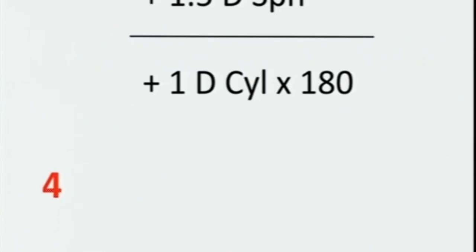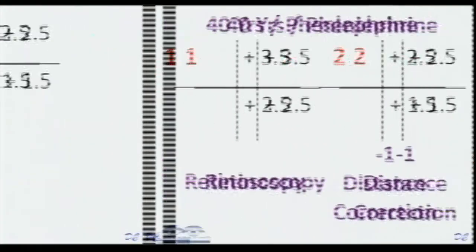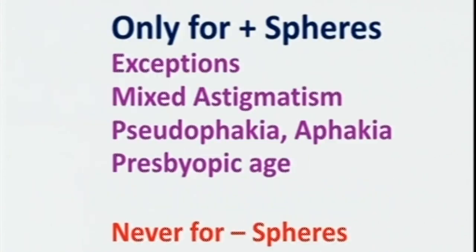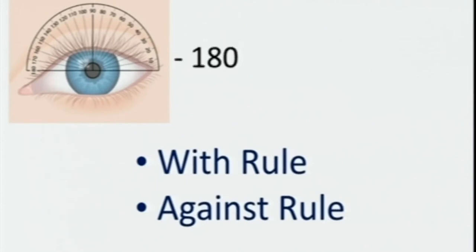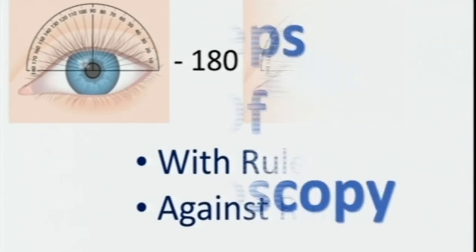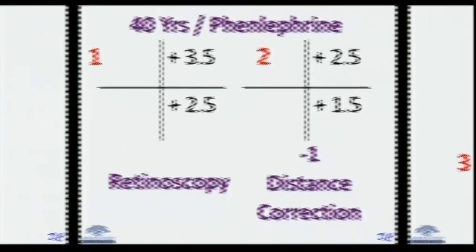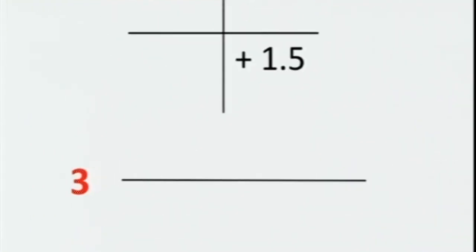Is there any drug correction for this patient? Why? Phenylephrine, the patient is almost coming to presbyopic age. You got it? So drug correction is not given for phenylephrine. And if it's a patient with presbyopia, you should not give. Okay. So you follow all these four steps now. What is the next step? No drug correction. What is the next step?